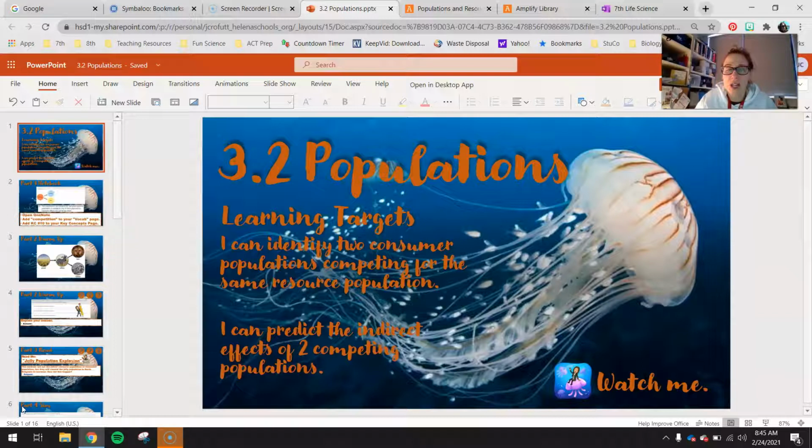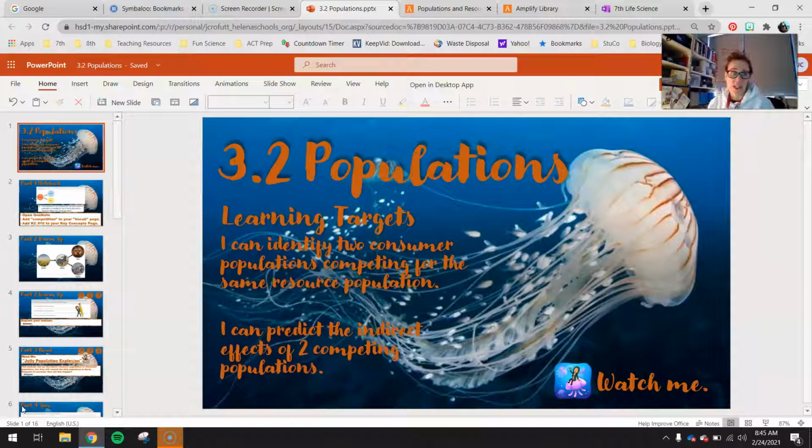So most of last chapter we looked at, if we change the wee bug population, what happens to the fur bills? Because the fur bills eat the wee bugs. Okay, and those were direct effects. Today we're really going to be focusing on indirect effects and competing populations.